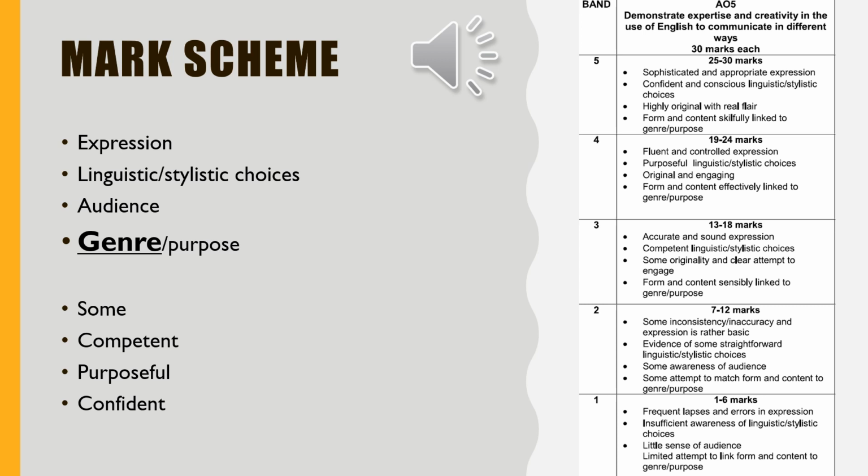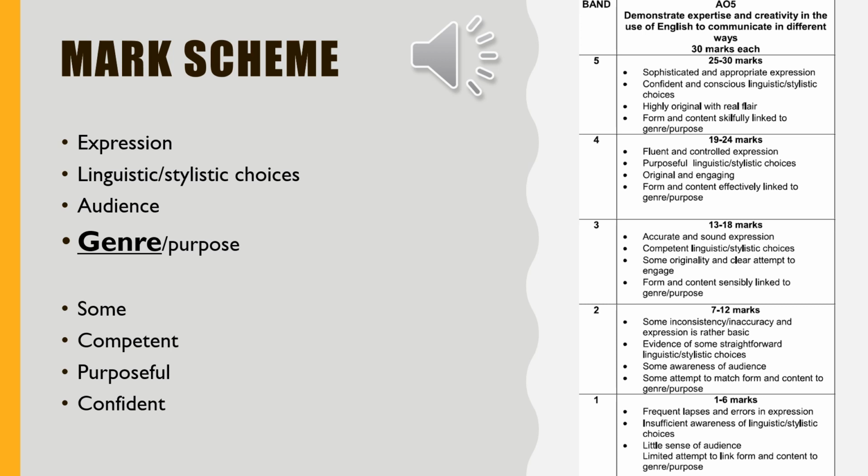Let's take a quick three or four minute look at the mark scheme. The only thing which is assessed in the creative writing paper, something just fell off my screen, it's a little crocodile I've got, is AO5, which is demonstrate expertise and creativity in the use of English to communicate in different ways, and that's basically just creative writing in fancy words.